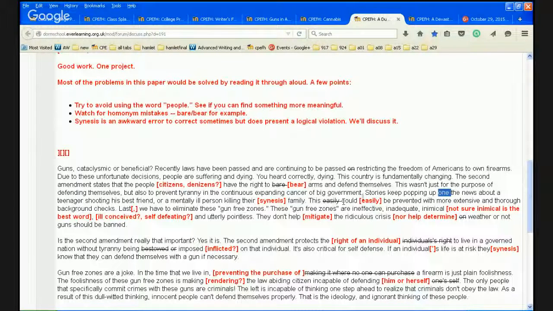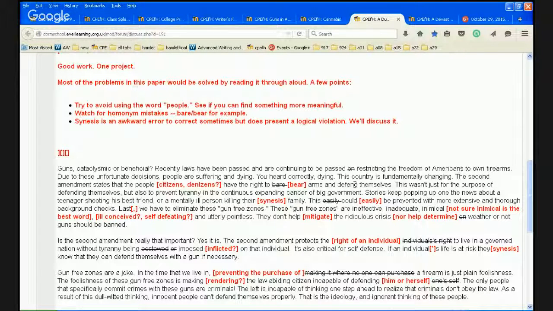This easily could be prevented. "This could easily be prevented" just sounds so much easier to me. Okay, last, or lastly, you pretty much have to have a comma there. We have to eliminate these gun-free zones. These gun-free zones, having established it, you probably don't need to say it again. They are ineffective, inadequate, inimical.